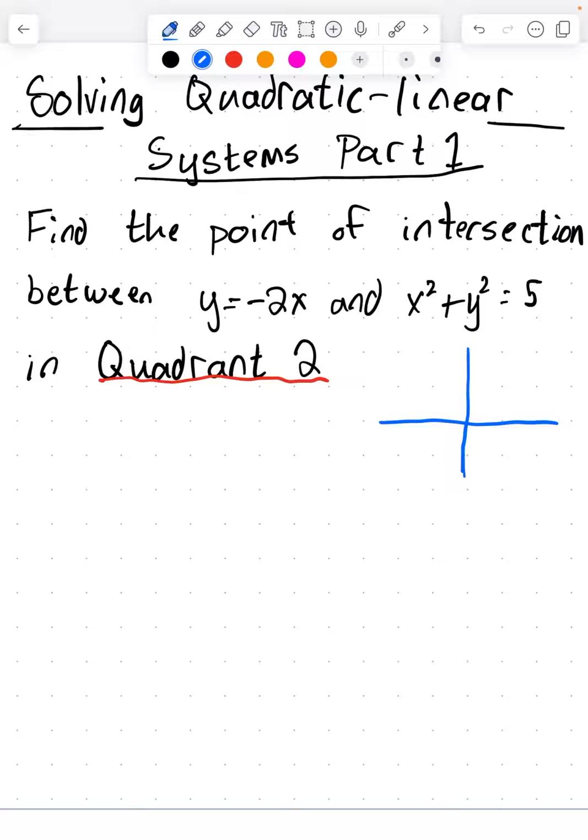And this is what the quadrants look like. This is quadrant 1. This is quadrant 2. This is quadrant 3. And this is quadrant 4. So if your point of intersection falls here, this is in quadrant 1. But we're not looking for a point here. We're looking for the point of intersection in quadrant 2 right here.